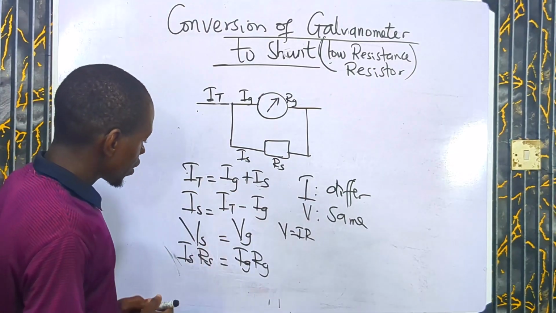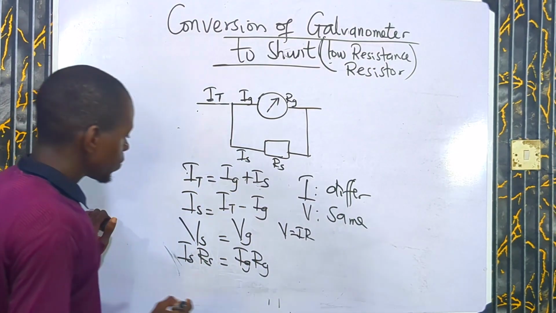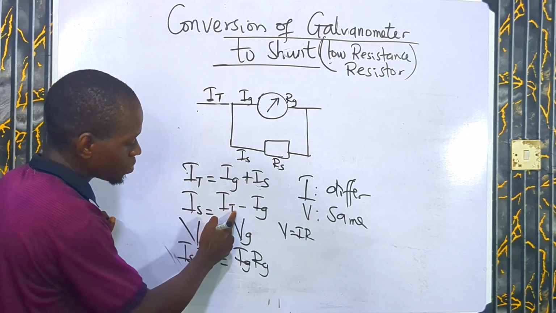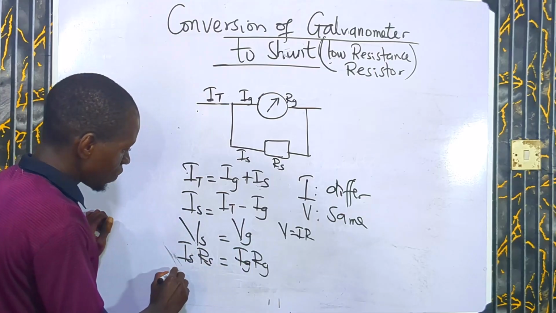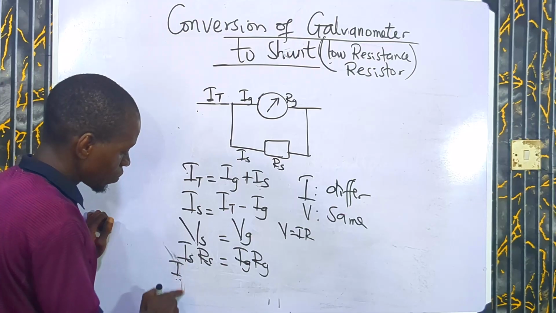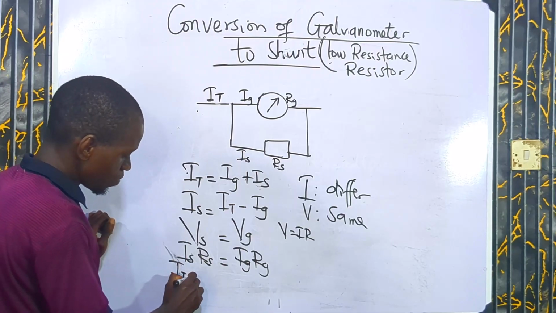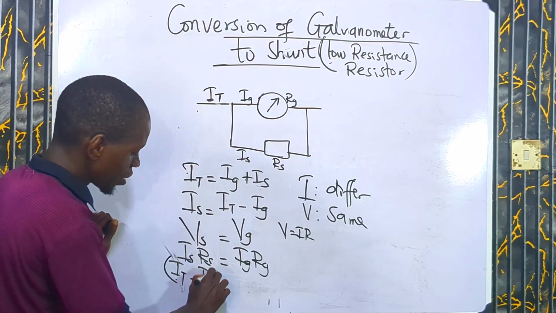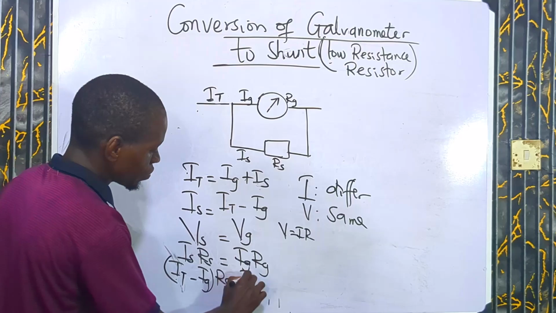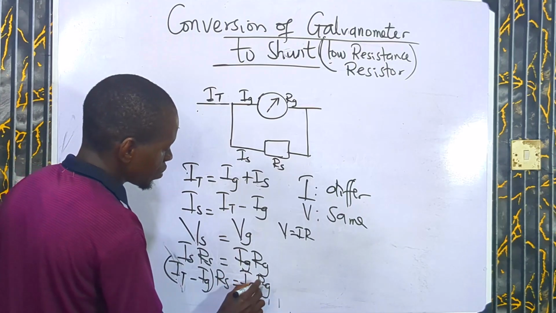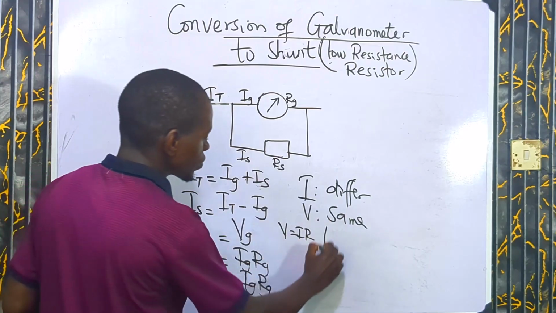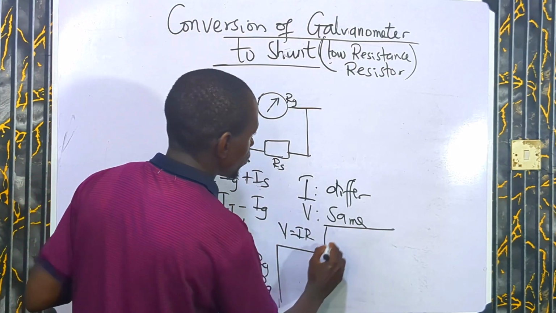So what will I do next? I remember that my IS is equal to I total minus IG. So I can have it here: my IS, that is my I total minus my IG, all in brackets, times my RS is equals IG RG. This is RG. Let me write it properly. RG. So let's finish up here.